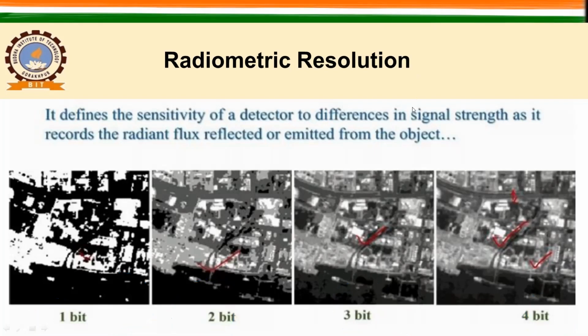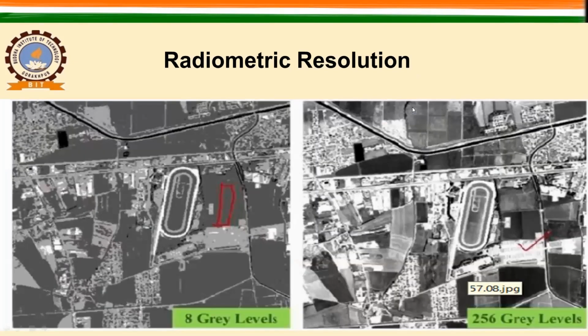I will give you one more example. Here you can see 8 gray levels. When you have 0 to 7, or maybe 1 to 8, 8 kinds of values can be depicted here. But in the case of 256, you have a 0 to 255 range, or 1 to 256, and this is why you have more information in this particular case.